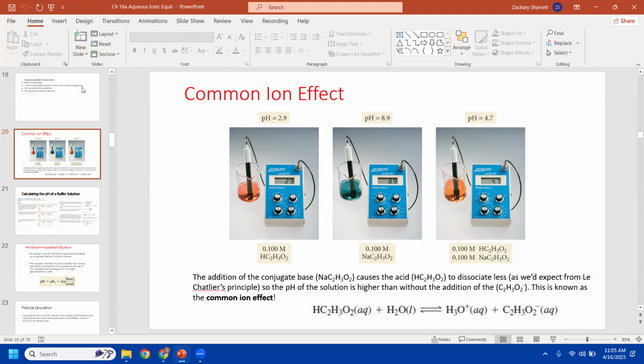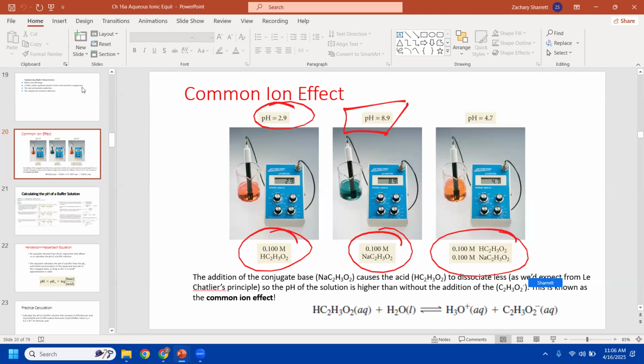The common ion effect just shows us that when we add in the weak acid, we have a pretty low pH because it's generating H plus. When we put in sodium acetate, which is the conjugate base, that is a weak base, and it is going to have a pH that is slightly basic. When we put in equal amounts of both, the pH isn't as low as normal. The conjugate base of that acid causes it to dissociate less. So let's think about this, right?